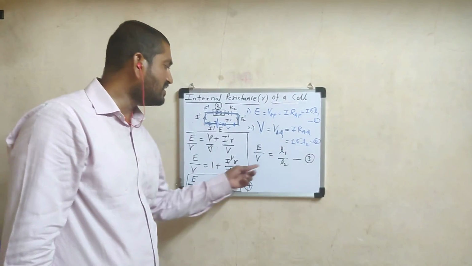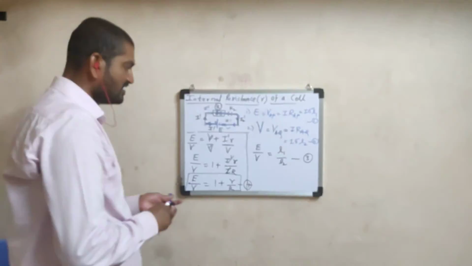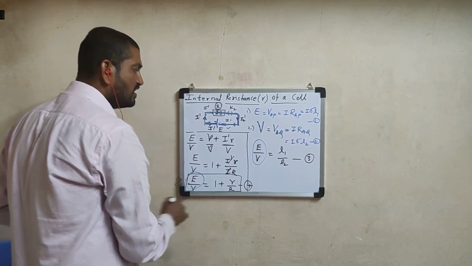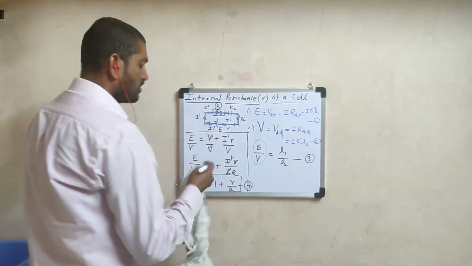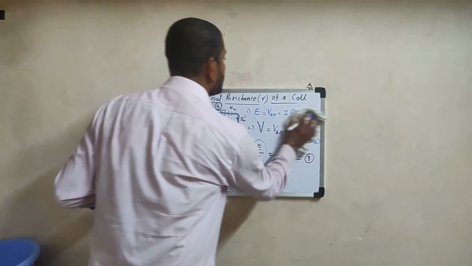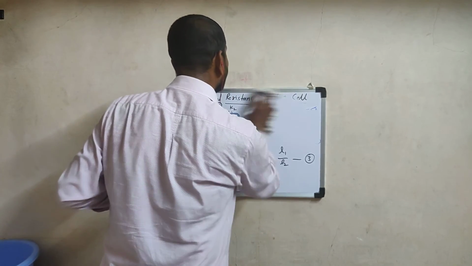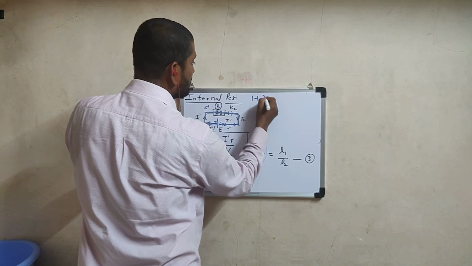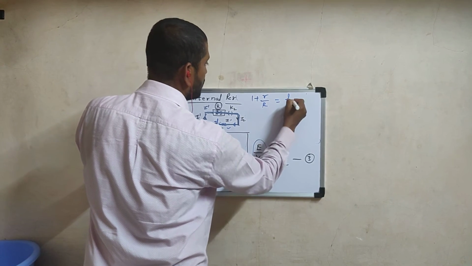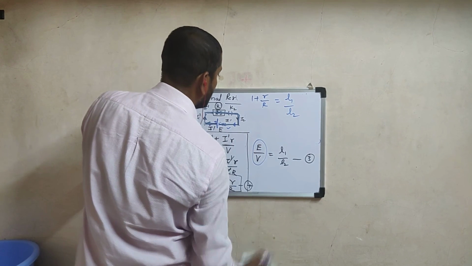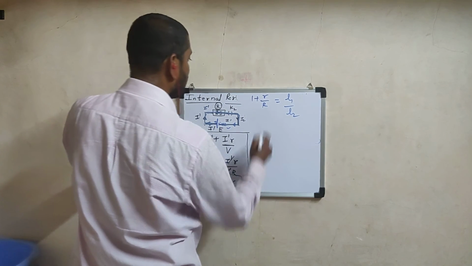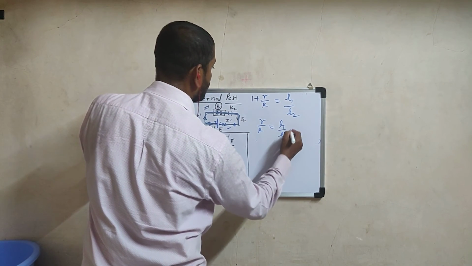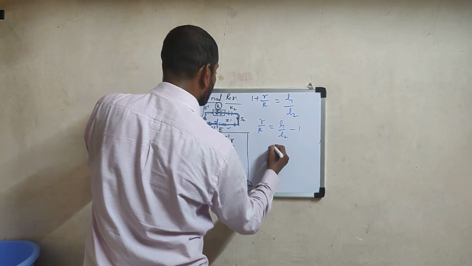Now from equations 3 and 4, what is the conclusion? See, the LHS here is E by V, and this is also E by V. So we can compare the RHS. Comparing the RHS, what will be the equation? It will be 1 plus small r upon capital R is equal to L1 upon L2. Now if we carry out further calculation, small r by capital R is equal to L1 by L2 minus 1. So take the LCM over here.